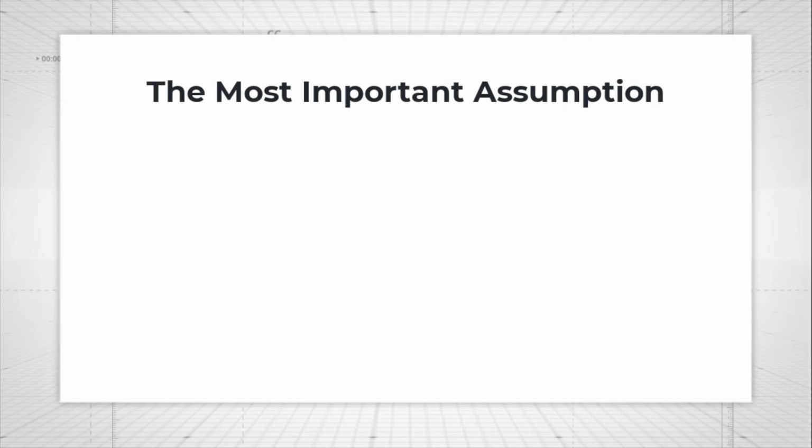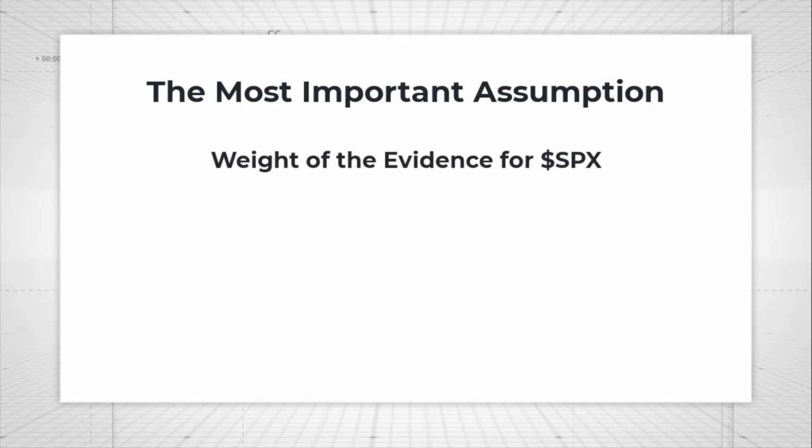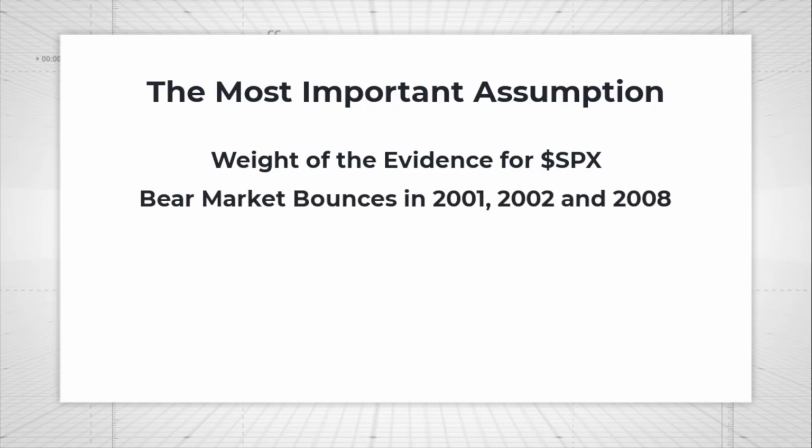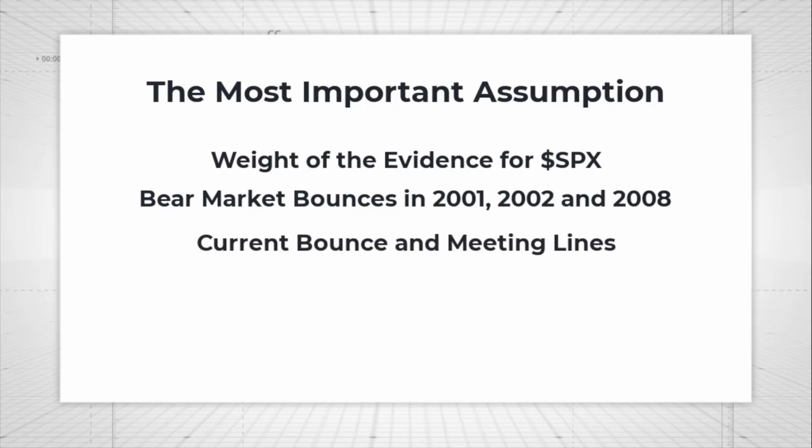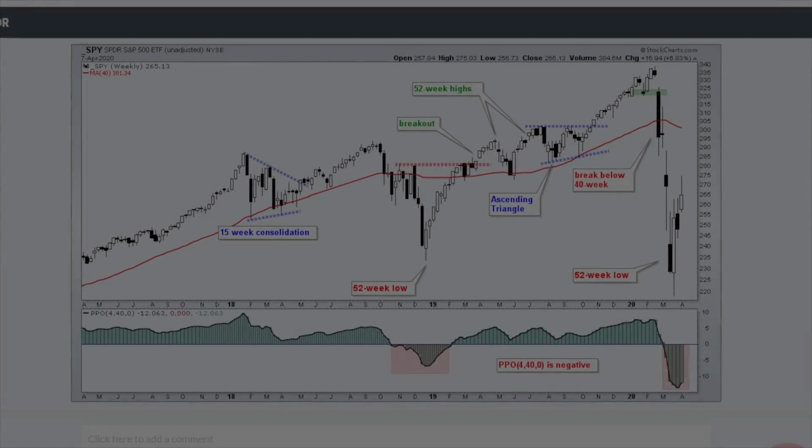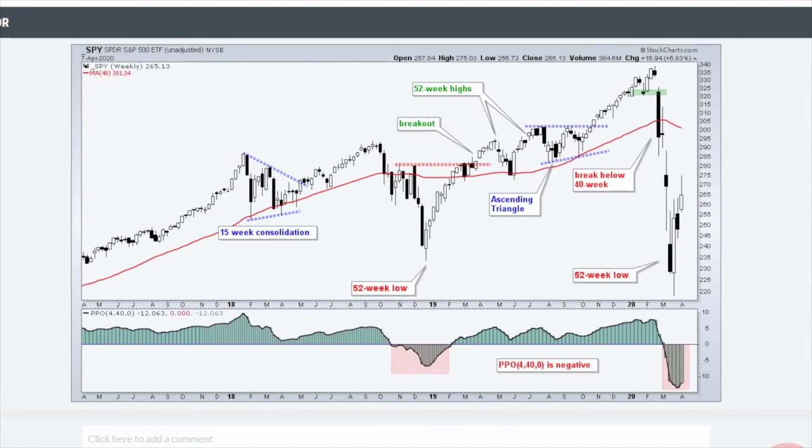So today we're going to look at the long-term evidence for the S&P 500. We're also going to look at prior bear market bounces to see how and where they ended. And then we're going to compare that to the current bounce and show you the meeting lines candlestick pattern that formed. So what is the single most important factor to consider before investing or trading in stocks?